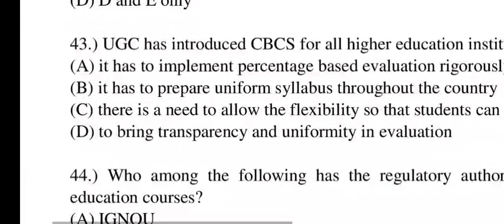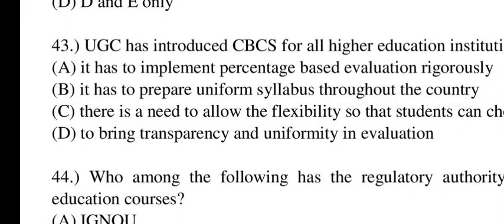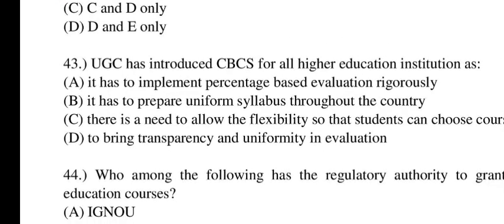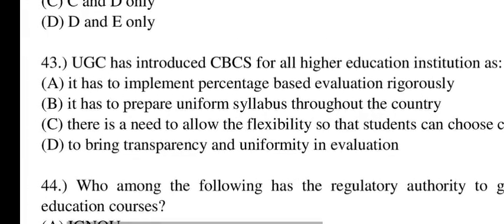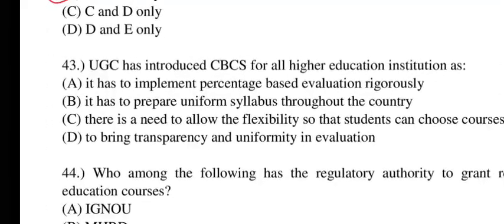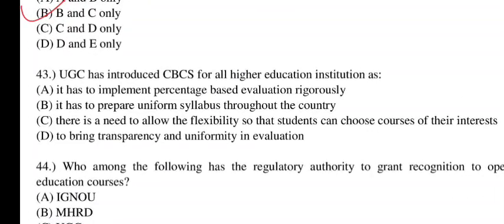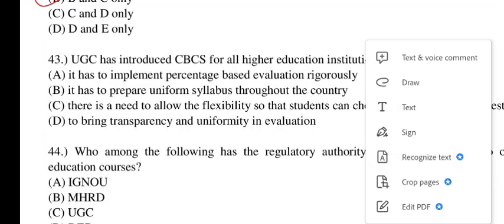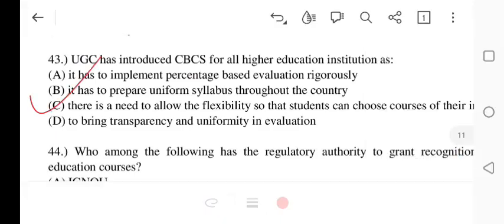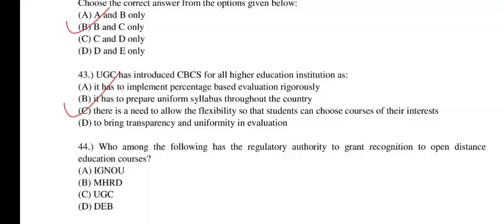Question 43 says UGC has introduced the Choice Based Credit System, in short CBCS, for all higher education institutions as what? A, it has to implement percentage-based evaluation rigorously. B, it has to prepare uniform syllabus throughout the country. C, there is need to allow flexibility so that students can choose courses of their interest. D, to bring transparency and uniformity in evaluation. The correct option for 43 will be number C: there is need to allow the flexibility so that the students can choose courses of their interest.